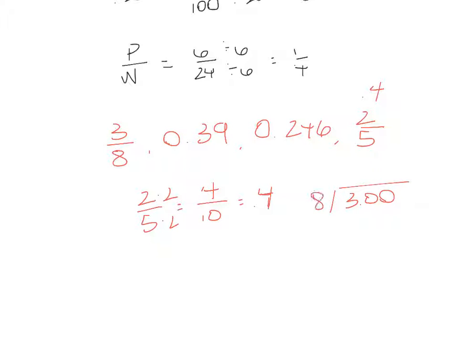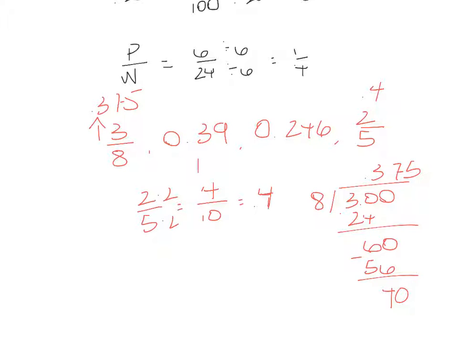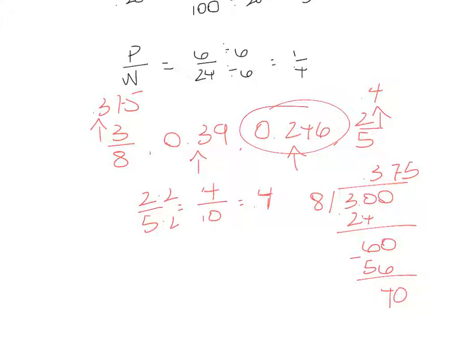And we get 8, and then we bring the decimal straight up. 8 goes into 33 times, we get 24. Subtract, we get 6, bring down the 0, 8 goes into 60 7 times, and we get 56. Subtract, we get 4, bring down the 0, and 8 goes into 40 5 times. So this is 0.375. So to find the least, we look at the tens column, 3, 3, 2, and 4. 2 is the smallest number in the tens column, so that's the least number.